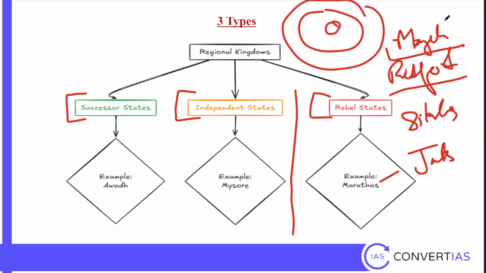So during this time, these people played a lot of role. The Sikhs, Marathas and Jats were constantly fighting with the Mughal power. And some of these states were established just to fight with the Mughal power. It is the resistance that led to these states. So that is rebel states. We'll discuss them in detail in the coming sessions. In this video, we are going to discuss these two entities, successor states and independent states.